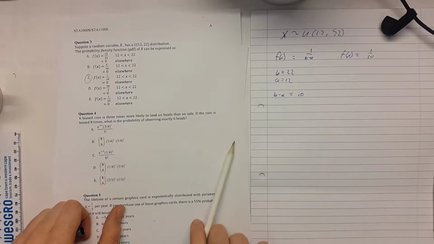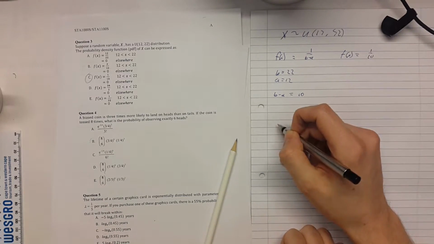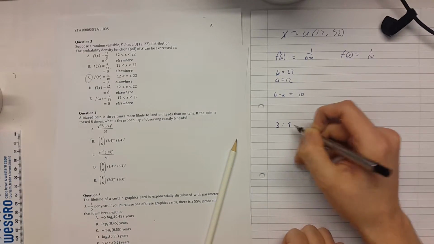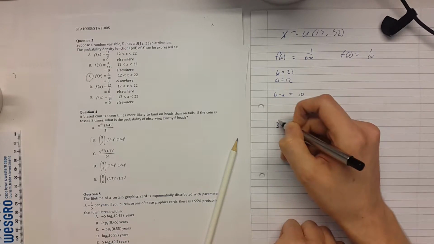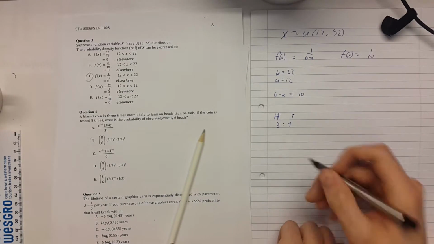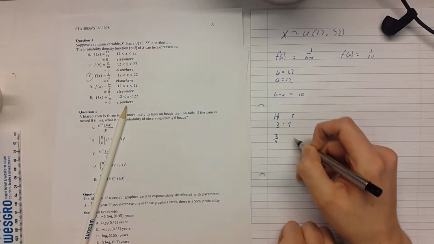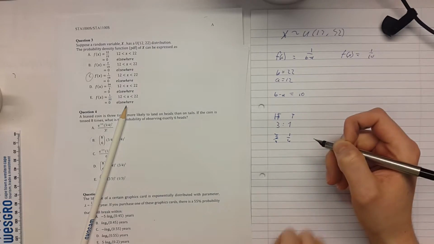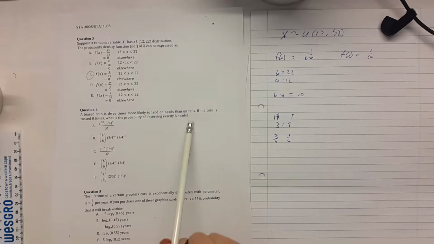A biased coin is 3 times more likely to land on heads than on tails. Okay, so we have a ratio of 3 to 1. 3 times the probability heads, 1 time the probability tails. So sorry, that's heads, that is tails. So the probability of getting a heads is going to be 3 over 4, because the total is 4. Probability of getting a tails is 1 over 4. Now, if the coin is tossed 8 times, what is the probability of observing exactly 6 heads?